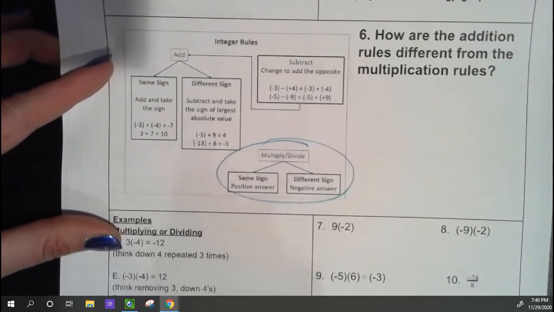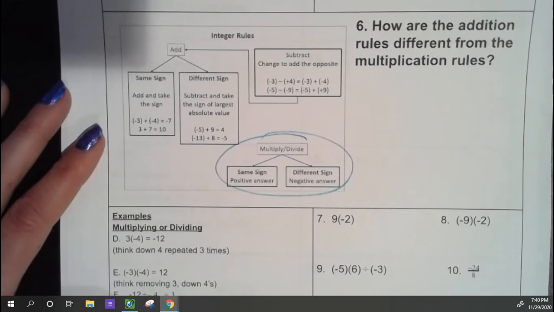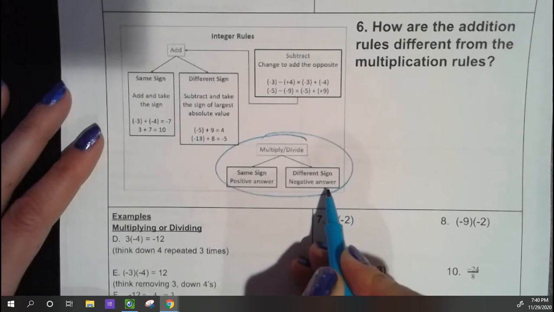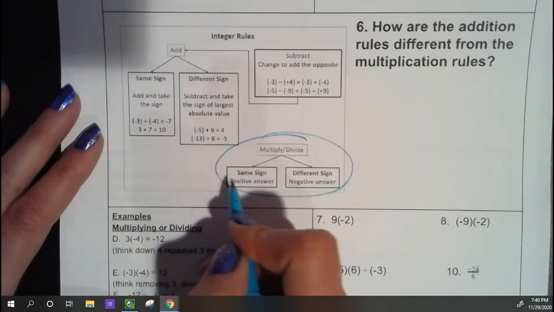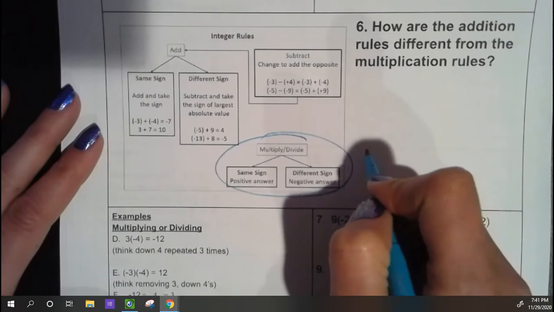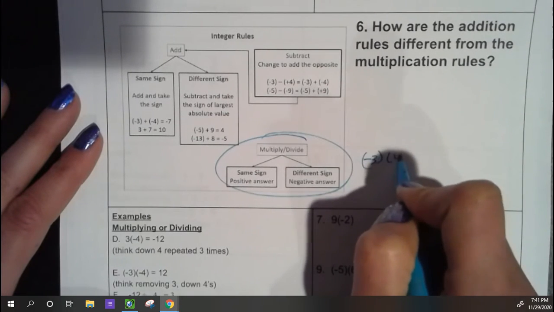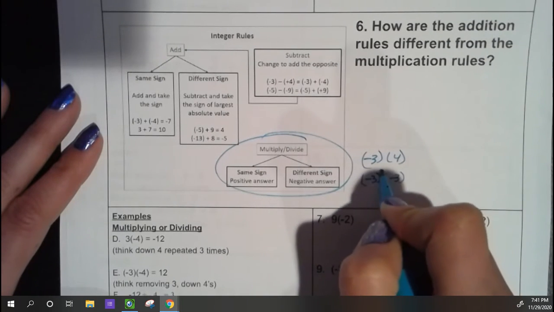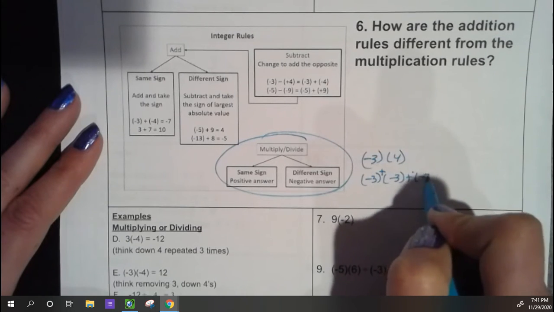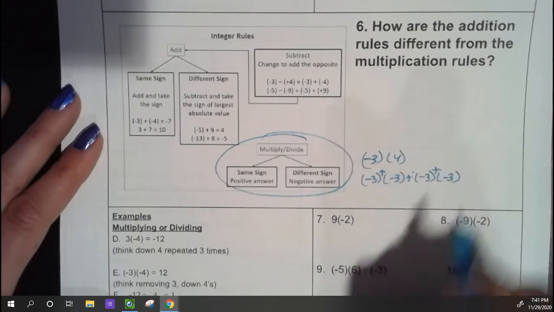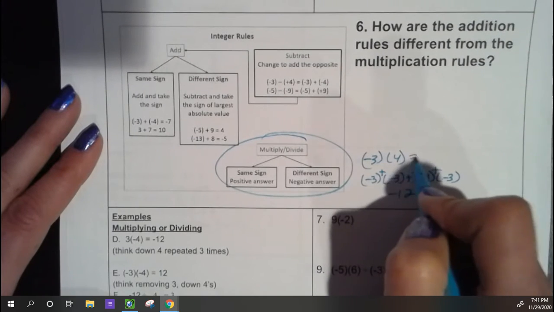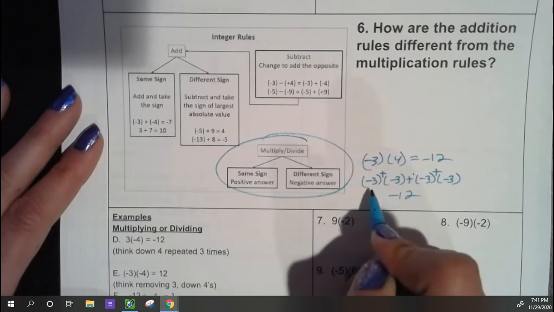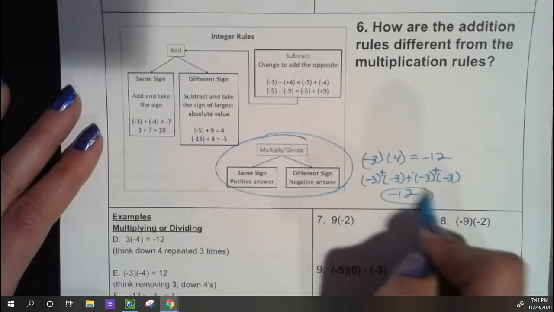This one little box here is the rules for multiplying and dividing. If they have the same sign, they're positive. If they have different signs, they are negative. Remember what this means. -3 times 4 means 4 groups of -3. So that's -3 and a -3 and a -3 and a -3, adding all those together, which would give us -12.